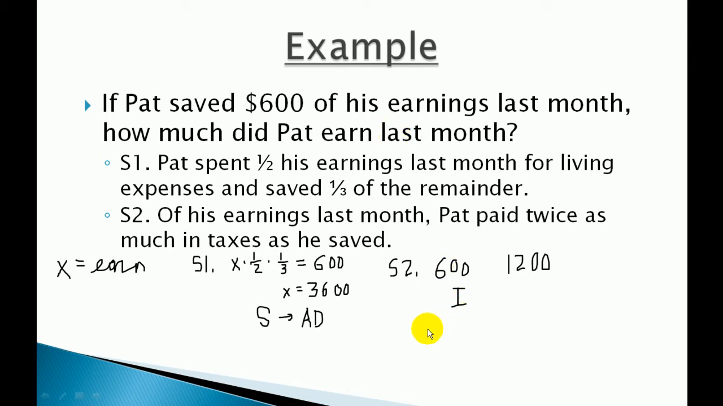Now we've gone through the method, we've determined that statement 1 is sufficient, and statement 2 is insufficient. And therefore the correct answer choice is going to be A.